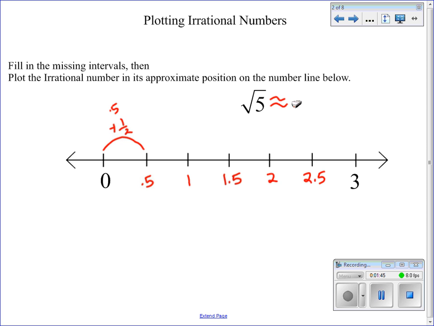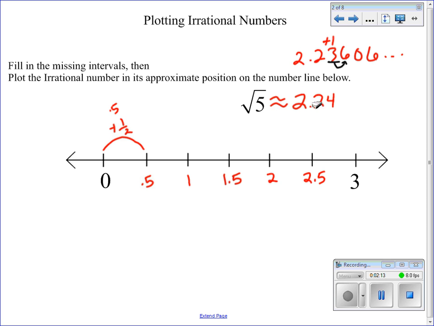If I take my calculator and I type in the square root of 5 and hit enter, I get a number that says 2.23606, and it keeps going on forever. I'm going to round it to the hundredths place, so I look to the right. It's 5 or more, so I'm going to add 1 to it, and I'm going to say that the square root of 5 is approximately 2.24.